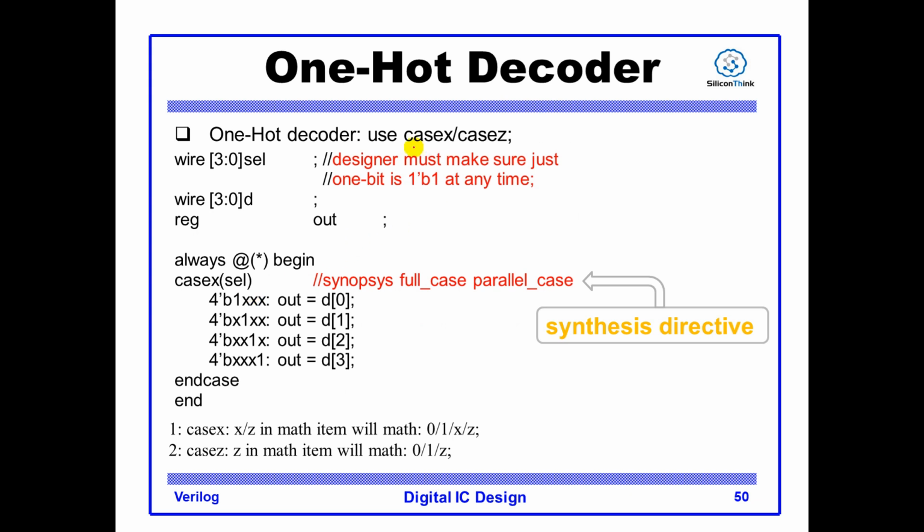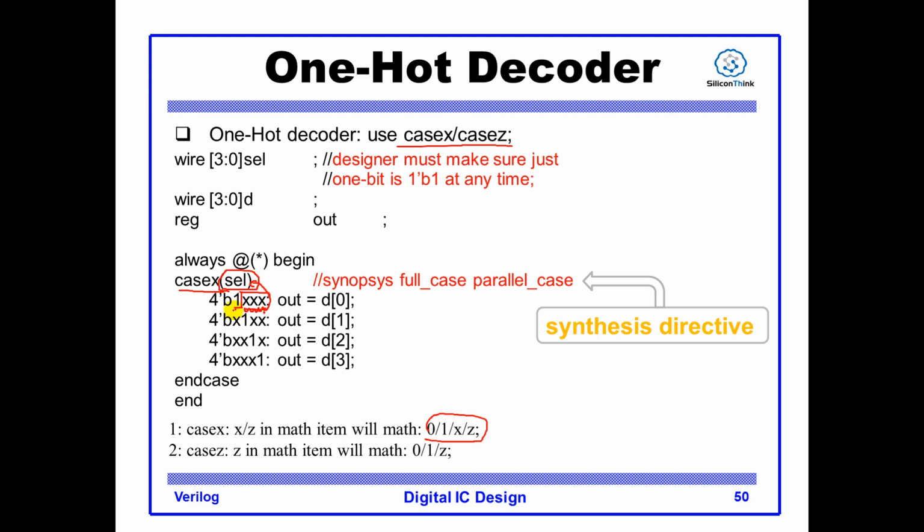Okay. The third method is to use case X or case Z. This is something like the case statement we have used before. So in this format, you write this select signal here as the usage, but the keyword is case X or case Z. Then you just list the one hot bit here and put all other bits as X. So this tells that these bits are don't care bits. Okay, it can match any value. This bit X will match any value in the same bit of select.